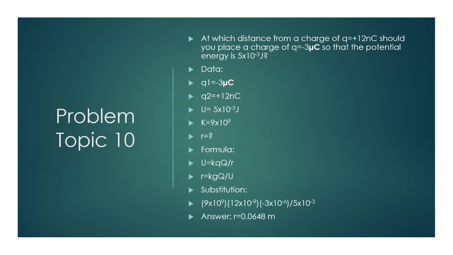Problem topic 10. At which distance from a charge of Q positive 12 should you place a charge of negative 3 μ so that the potential energy is 5 times 10 with a negative exponent of 3? We use the following formula, and the answer is the distance equals 0.0648 meters.